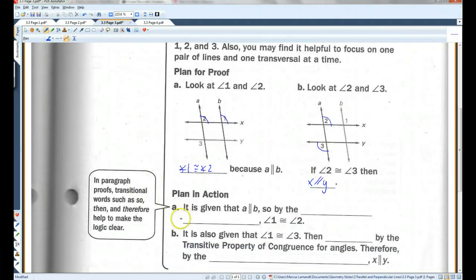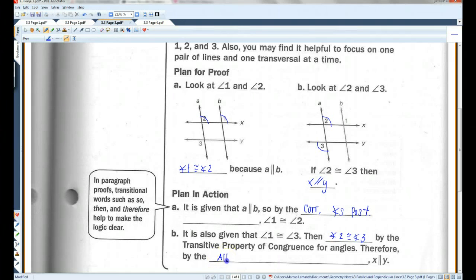So, it is given that A is parallel to B, so by the corresponding angles postulate, angle 1 is congruent to angle 2. They gave you a lot of room to write that out, I abbreviated it though. It is also given that angle 1 is congruent to angle 3. Then, angle 2 is congruent to angle 3. If you think about it, if angle 1 is congruent to angle 2, and angle 1 is also congruent to angle 3, then angle 2 and angle 3 also have to be congruent. That's transitive property.